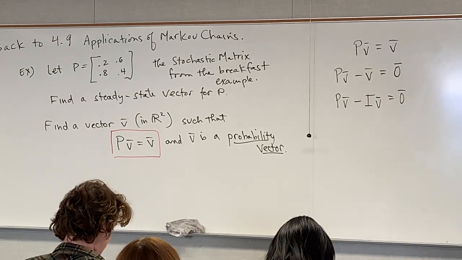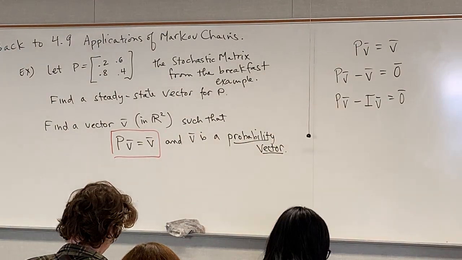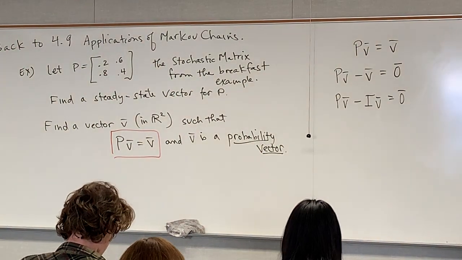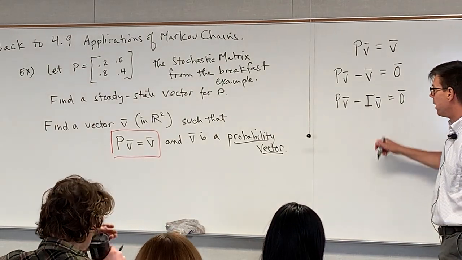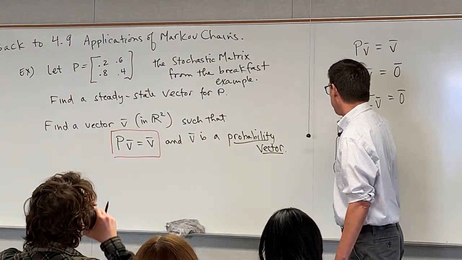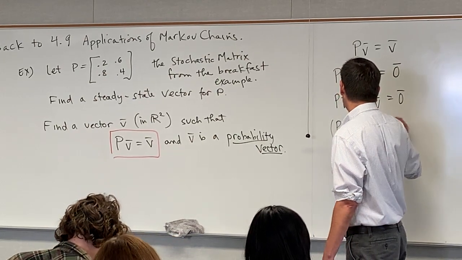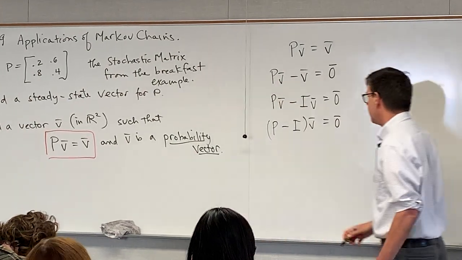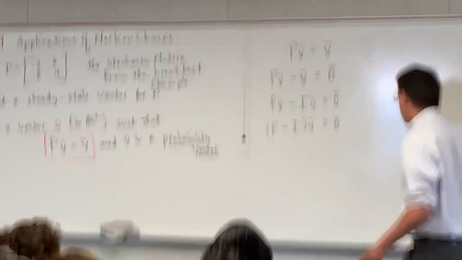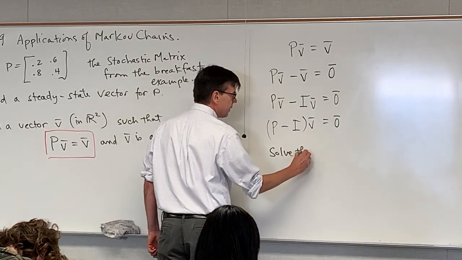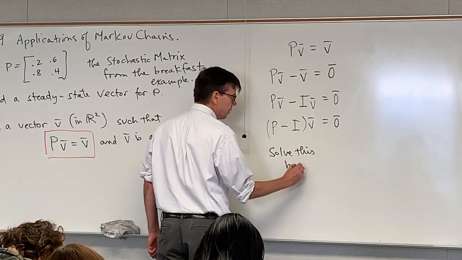So P could possibly be 3 by 3, 4 by 4. P has to be a square matrix. A stochastic matrix has to be square. So it would just be the appropriate identity matrix here. And we can factor out a V and solve this homogeneous equation.